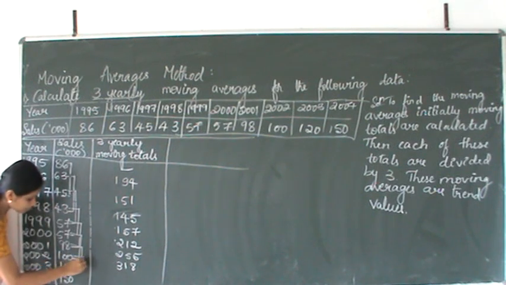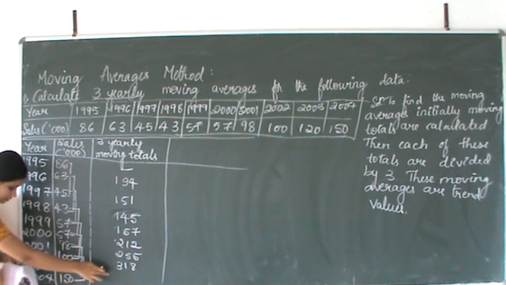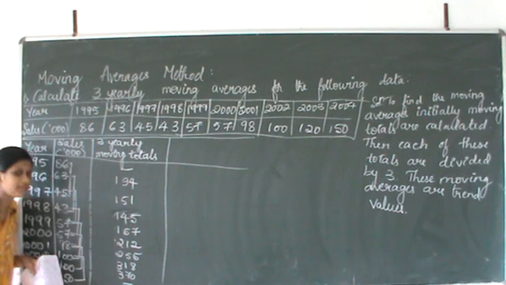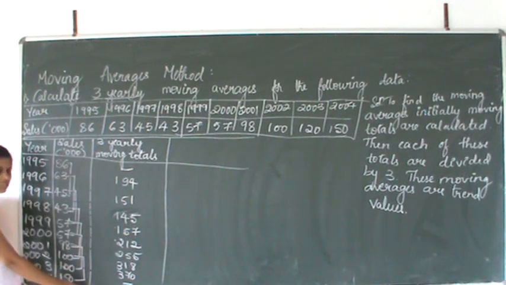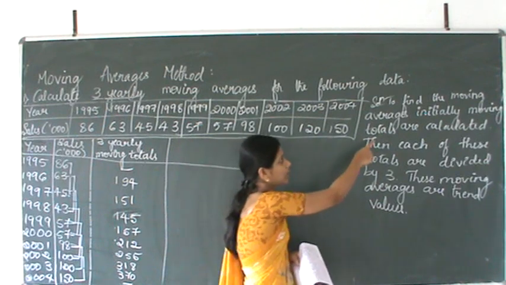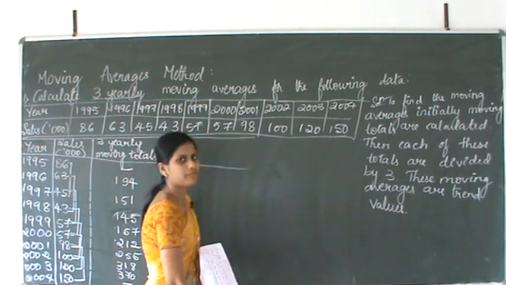Next, 100 plus 120 plus 150. The answer is 370. And this last line will be kept blank because for the last 3-year group we can't make a total. So the last line and the first line will be kept blank. Now after finding the totals, what are we going to do? Each of these totals is divided by 3 to obtain the moving averages.